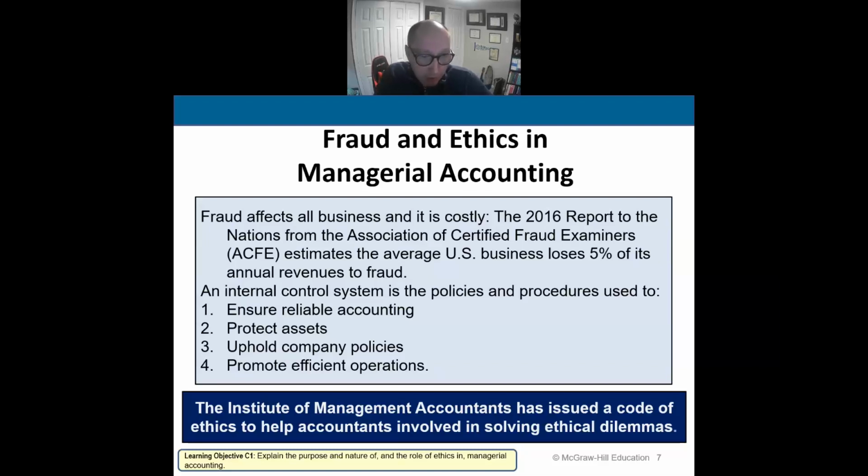We, as managers, have a system of internal controls to control our business, to protect our assets, and ensure that our accounting statements are reliable and accurate. We uphold policies and promote efficient operations. We do all of these things to protect the business.